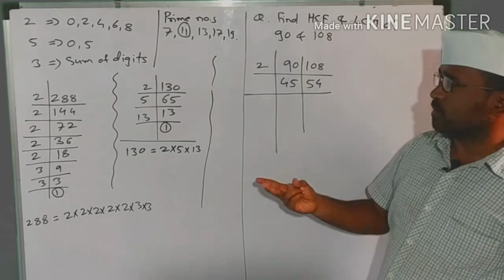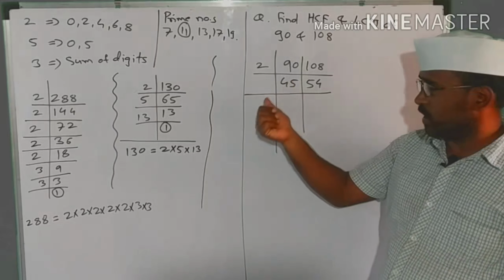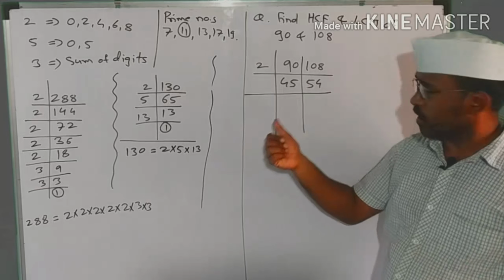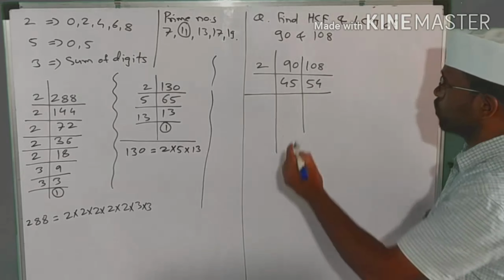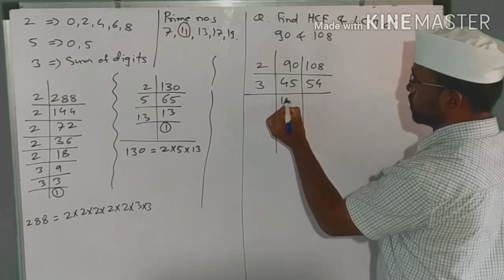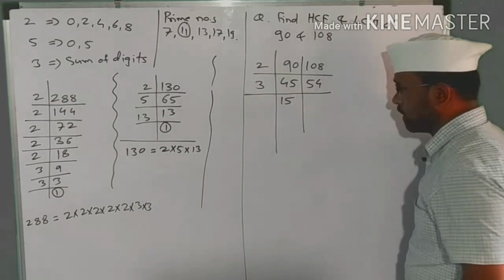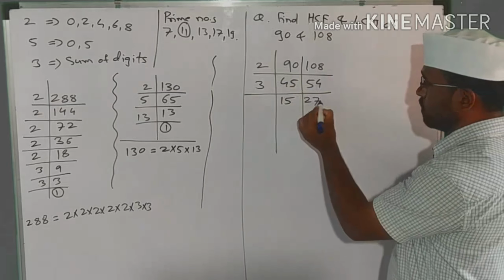The next number is 3. 45, is it divisible by 3? The answer is yes, because 4 plus 5 is 9. 54, 5 plus 4 is 9. Both of the numbers are divisible by 3. So let us divide them by 3. 45 divided by 3, the answer is 15. 54 divided by 3, the answer is 18.